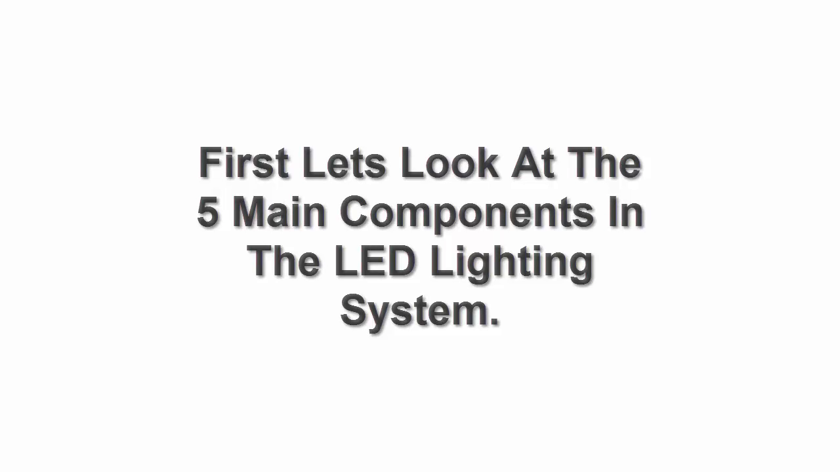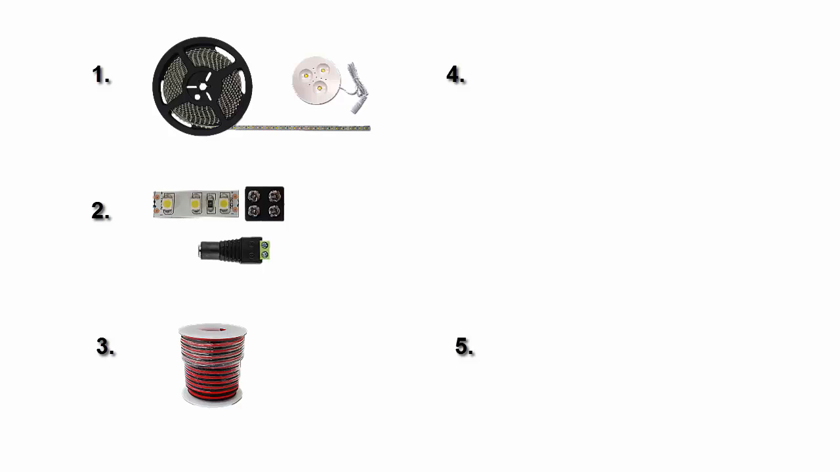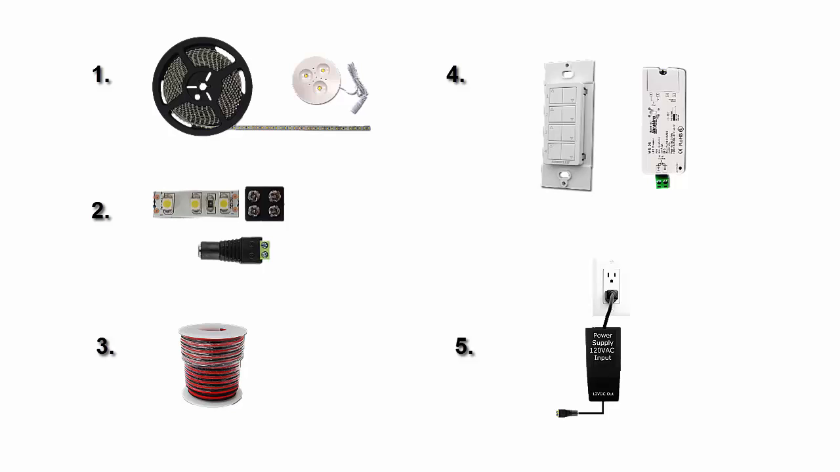These 5 components are consistent across most installations. First, you have your LED strip light or your LED puck light, or a combination of them within your design. Second, you have your connector for your strip light or puck light. Third, you have your connection wire that is used to connect to those connections. And then fourth, you have your dimming control with your wireless switch, finally powered by your power supply that controls the entire system power.